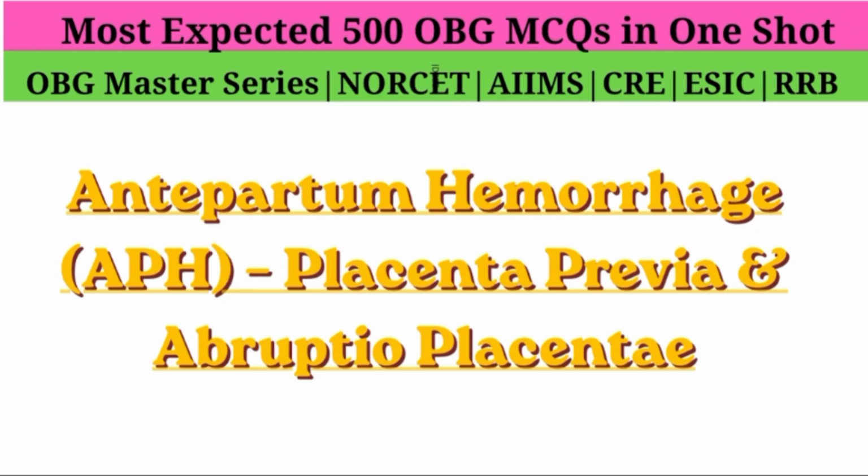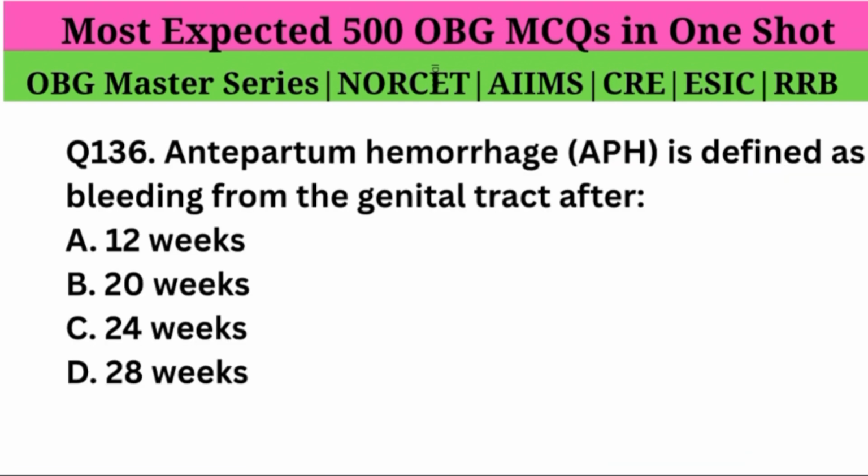Next important topic is APH, Antepartum Hemorrhage, Placenta previa and Abruptio placentae. First question under this topic. APH is defined as bleeding from the genital tract after. Your correct option is option D, 28 weeks.